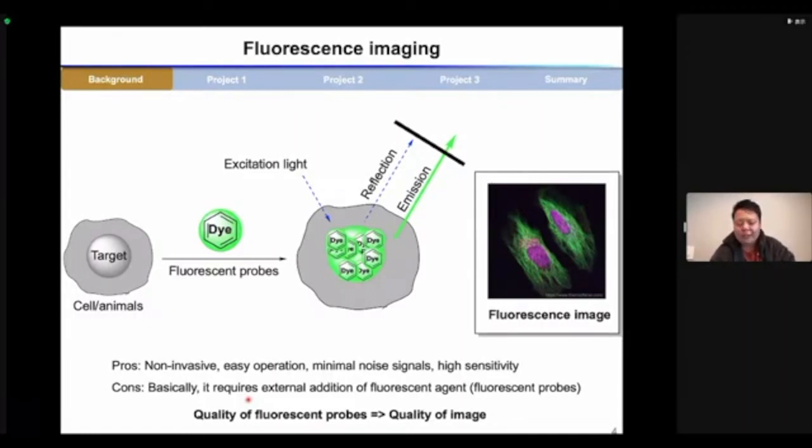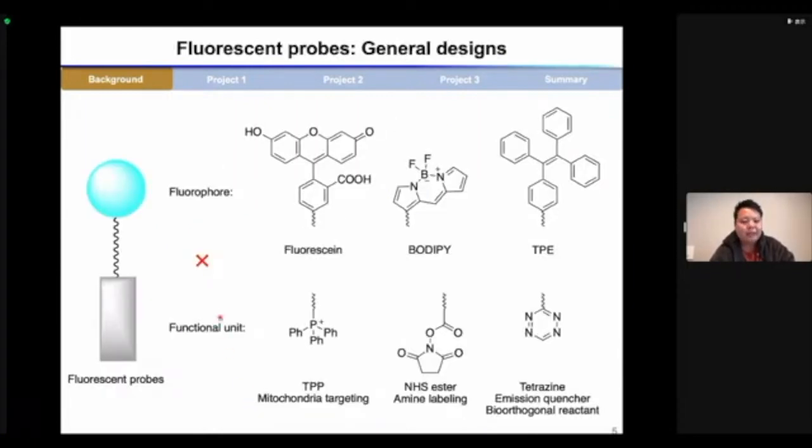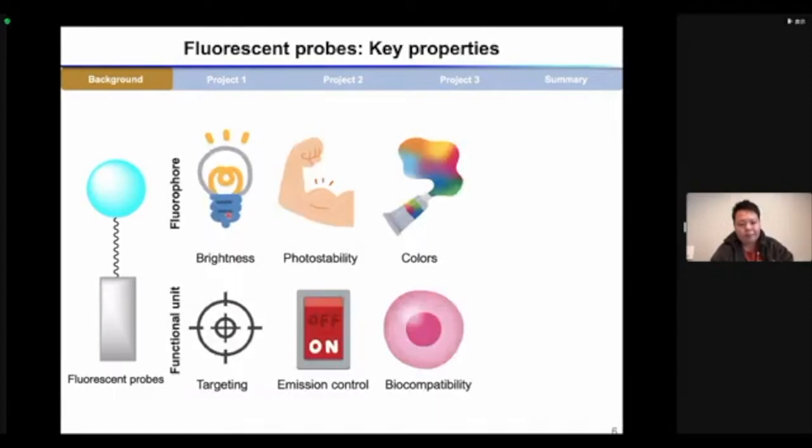How? If I talk in a simple way again, a fluorescent probe can be designed by connecting the fluorophore, which is a molecule which shows emission, and the function unit. The function unit might target the biological system or target a certain functional group or control the emission of the fluorophore. And by connecting the fluorophore and function unit, the fluorophore can target or control their functionality inside the biological system, and those fluorophore-function conjugates can be considered as fluorescence probes. Again, the fluorophore will represent the photophysical properties of the fluorescence probes, such as brightness, photostability, and colors. And instead, the function unit will control the targeting activity, emission control behavior, and biocompatibility of the fluorescent probes.